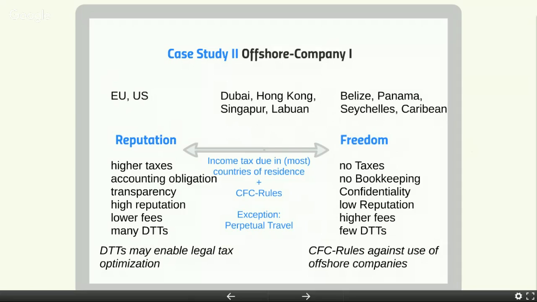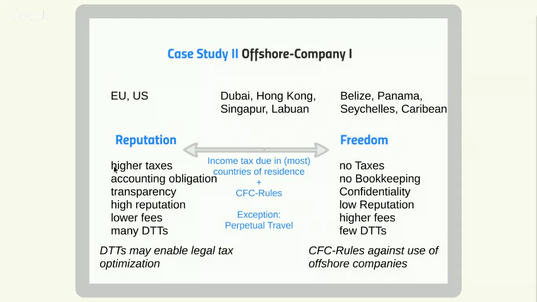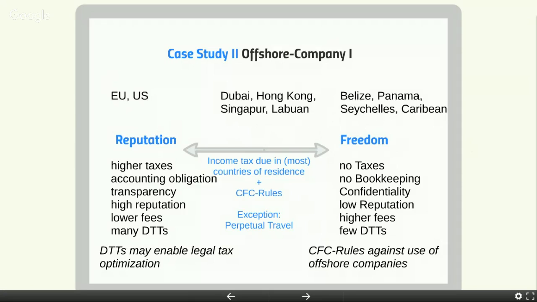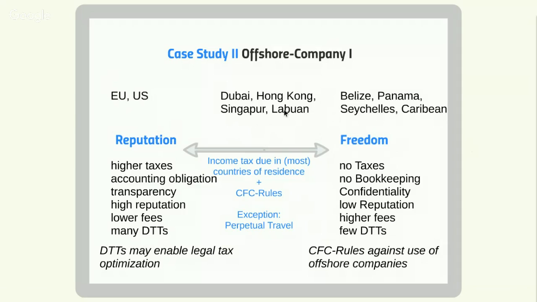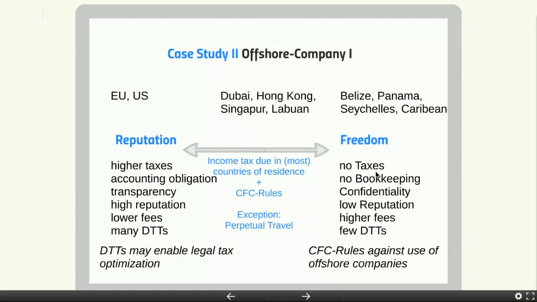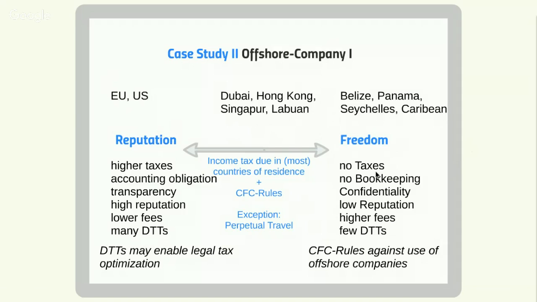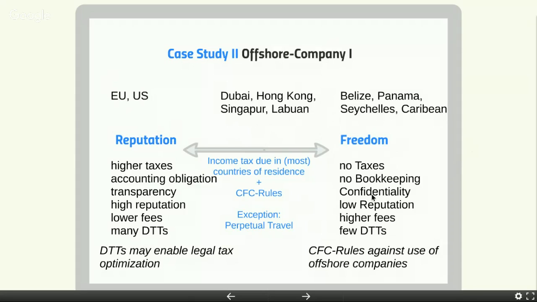Another good thing about high reputation countries is they have many double tax treaties, and these double tax treaties may enable legal tax optimization even if you live in a high-tax country. On the other hand, if you don't live in a high-tax country, you might just use a regular offshore company. You don't pay any taxes. You don't have to do any bookkeeping. It's quite confidential. No one will ever see that you operate this company, at least not from the company perspective. They might find it out over your bank account.